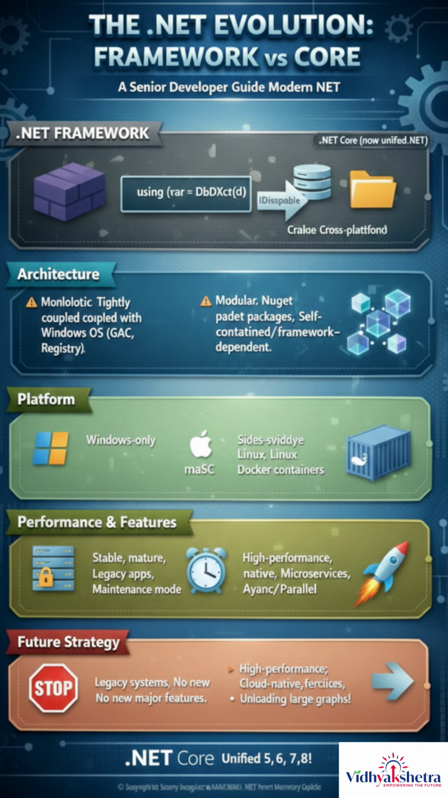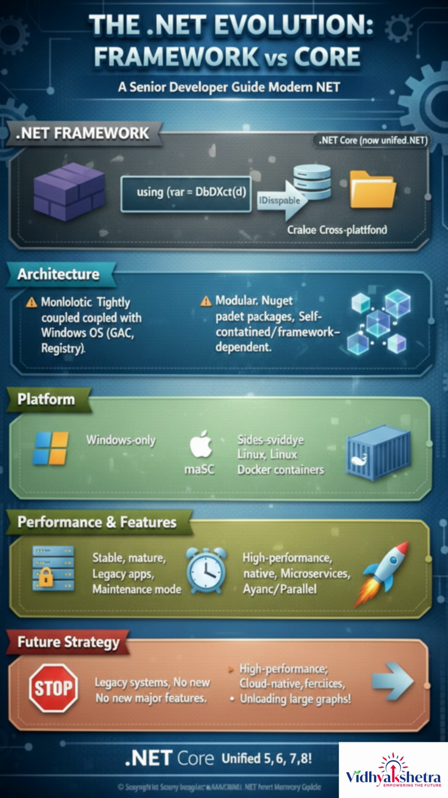The difference between .NET Framework and .NET Core should be understood not just at a feature level, but from an architectural, deployment, scalability, and long-term strategy perspective. For a senior-level developer with 10+ years of experience, the comparison is about ecosystem maturity, cross-platform capability, performance optimization, cloud readiness, and future roadmap alignment rather than simple API differences.